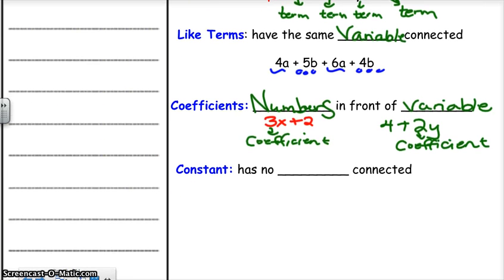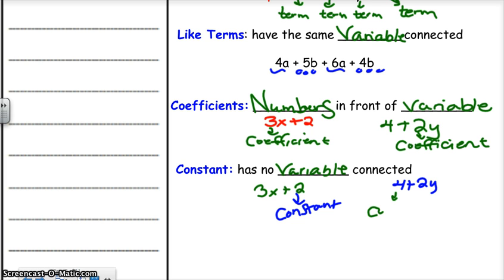A constant. Constant has no variable connected. It doesn't vary. It is constant. Doing the 3x plus 2, the constant would be the 2. It doesn't have a variable. The 4 plus 2y, the constant would be 4. It doesn't have a variable. So there's constants and there's coefficients. Those are two terms of an expression.